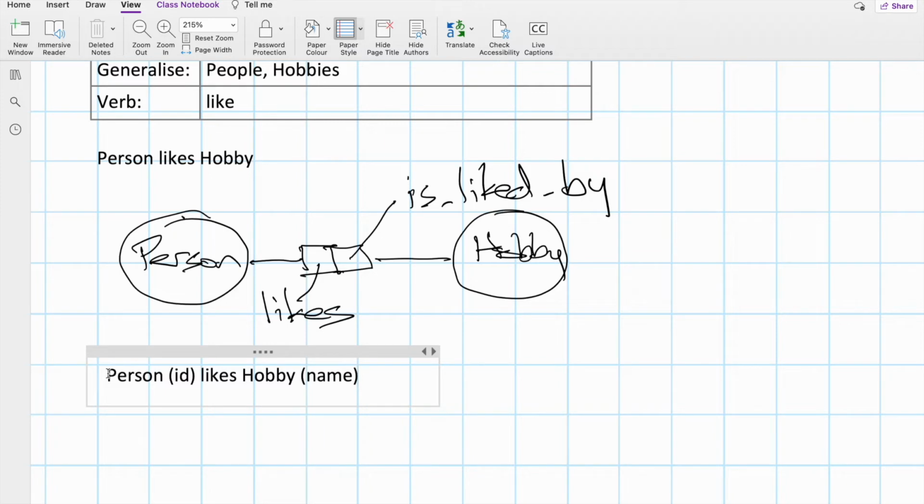So what we do is underneath the person, we simply add what's in brackets. Underneath the hobby, we add name inside the circle. I'm regretting my decision to use the pen now. It looks terrible. But I think you get the general idea.